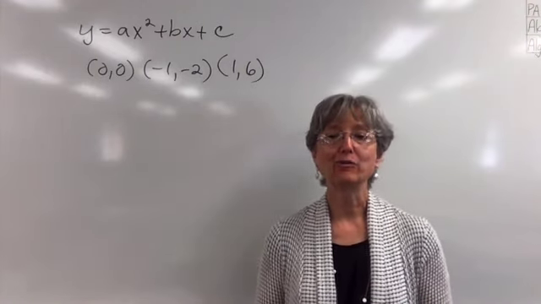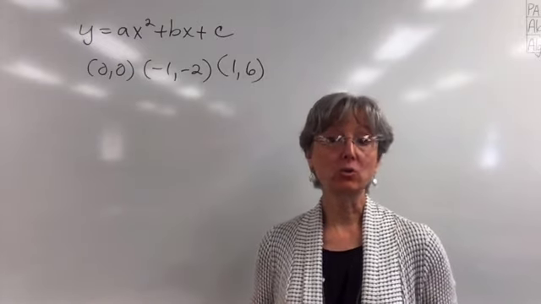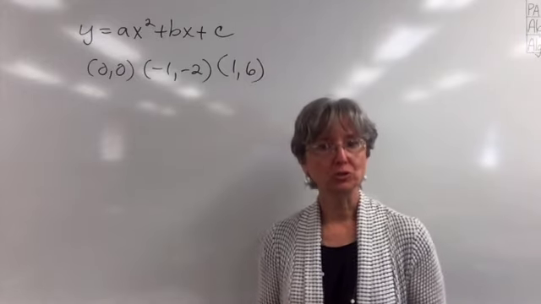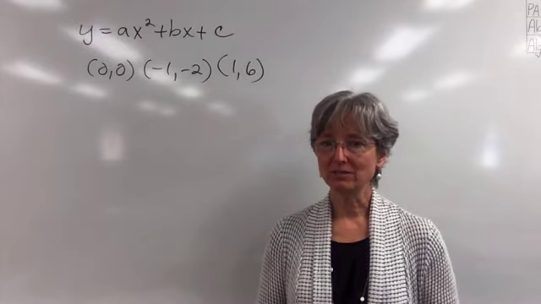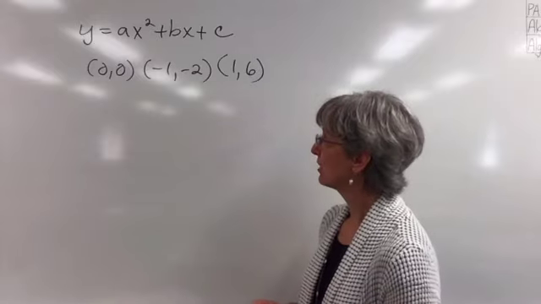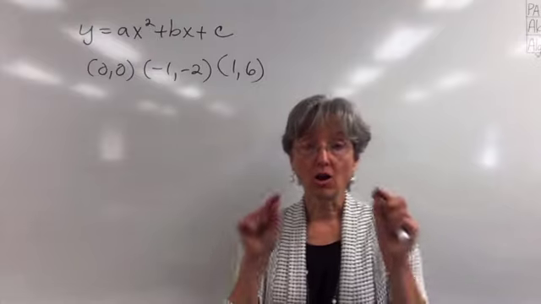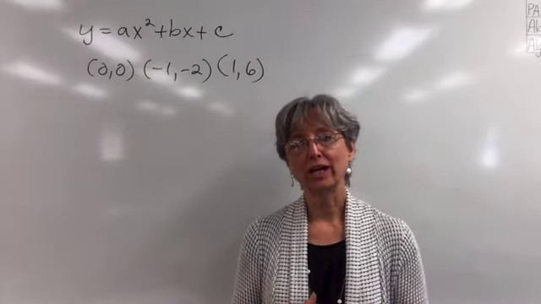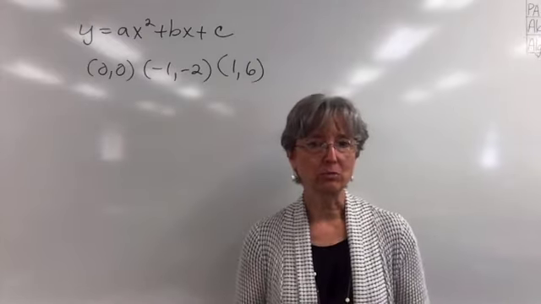We're going to look at how to model with quadratics, which basically means how can we come up with equations that represent real life situations, or as close to real life as we can manage in our class. Let's start off relatively simple. Let's say I have these 3 points, (0, 0), (-1, -2), and (1, 6), and all three of these points are on a parabola. What is the quadratic equation for that parabola that uses all these 3 points?